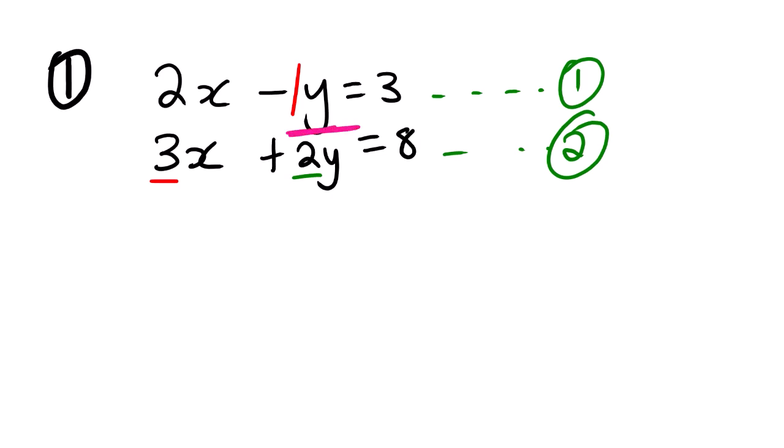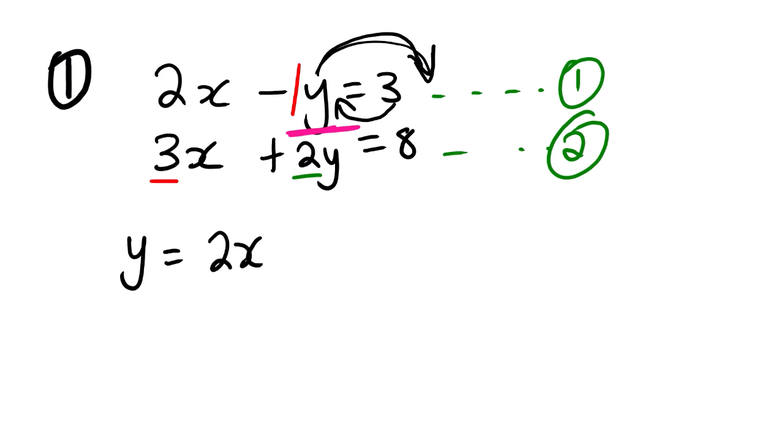Making y the subject of the formula, we are going to transpose y to this side and take this 3 to this side. So taking y that side, we are going to have y is equals to, since it's negative, when it goes that side it becomes positive. y is equals to 2x. 3 is positive this side, when it goes that side it becomes negative 3. So this will be our equation 3.